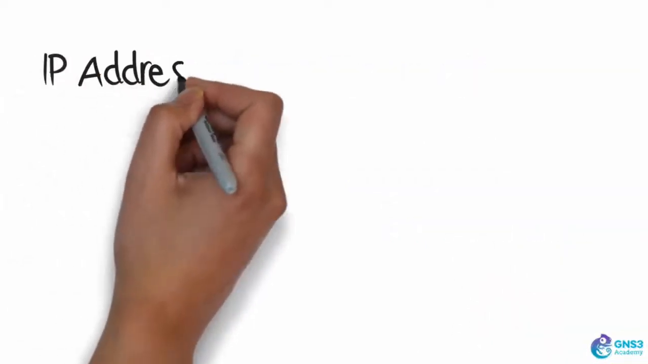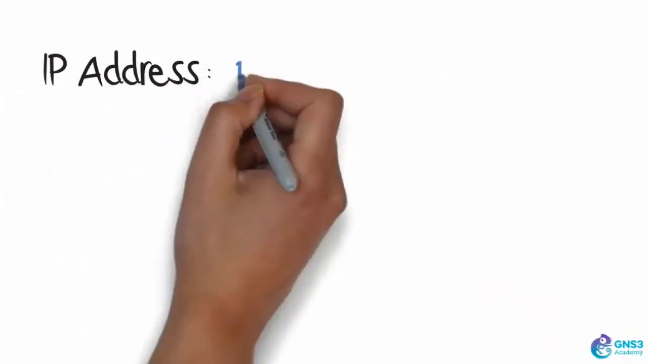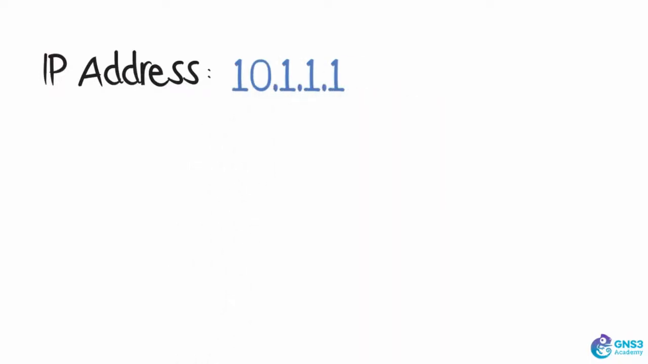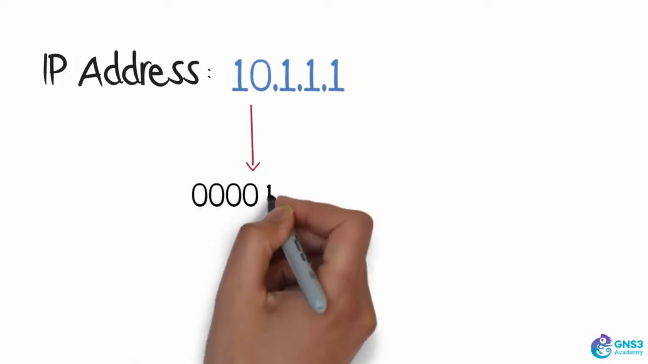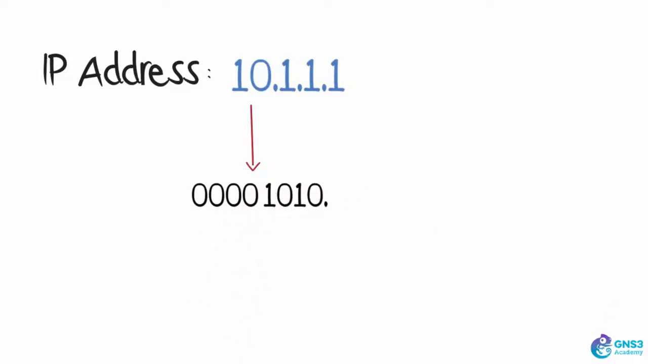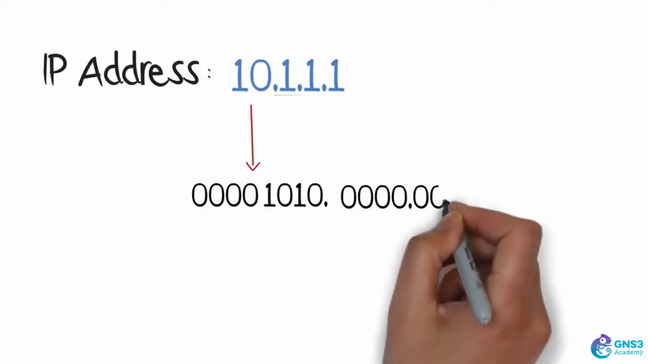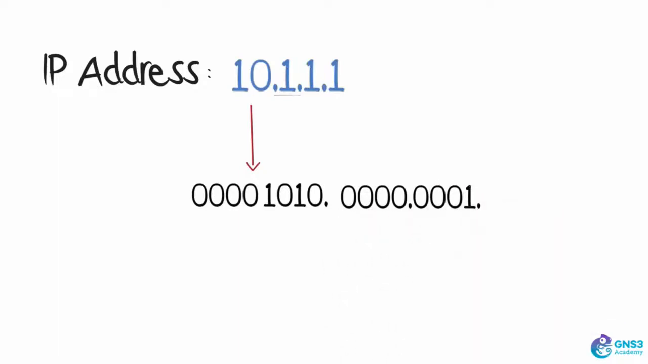So what about an IP address such as 10.1.1.1? What is that in hexadecimal? So 10 in binary, and let's fill in the leading zeros, would look like this. 1 would look like this. And you would repeat that for the third and fourth octet.